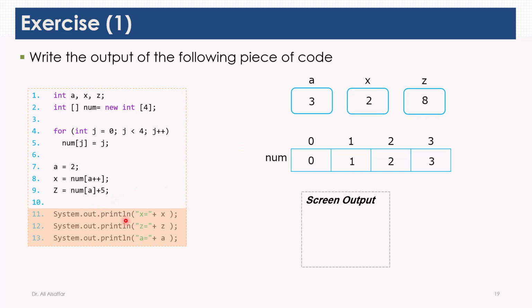Line 11 is printing the value of x. Line 12 is printing the value of z. And line 13 is printing the value of a. The value of x is 2. The value of z is 8. And the value of a is 3. So when these 3 lines are executed, the output will be x equal to 2, z equal to 8, and a is equal to 3.